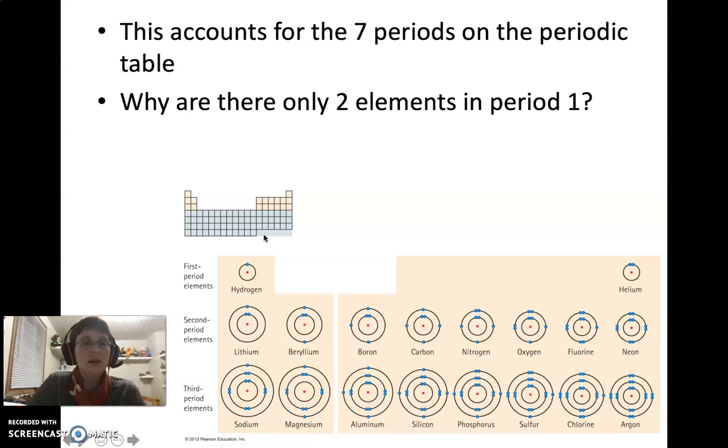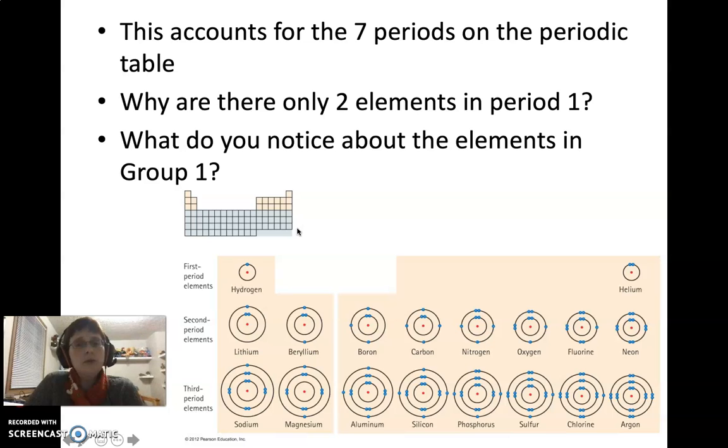Now we don't have the 7th one completely full because there are the ones over here we haven't discovered, but that's how we can estimate what those elements might look like, because we know what their atomic numbers would be, and what their properties might be, since we know what families they would be in based on what we see with the other elements in that same period. So that explains the periods on the table.